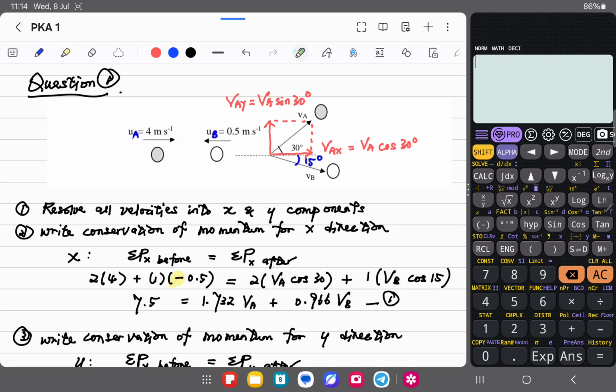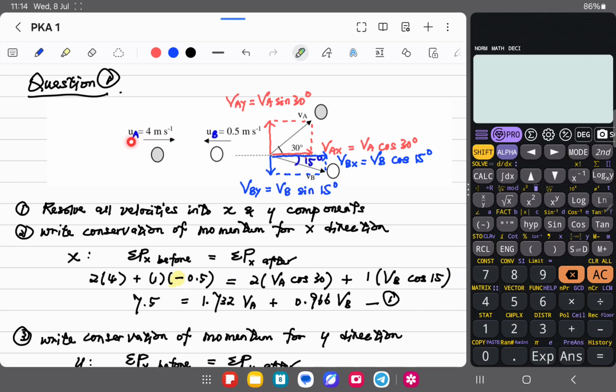Same goes for VB. I need to resolve it into two components. X direction, the horizontal component, VBX will be VB cos 15, and the vertical component is pointing downwards. VBY will be VB sin 15.